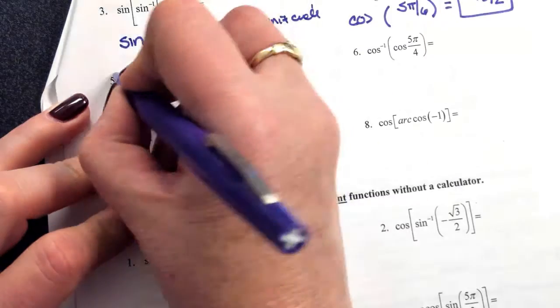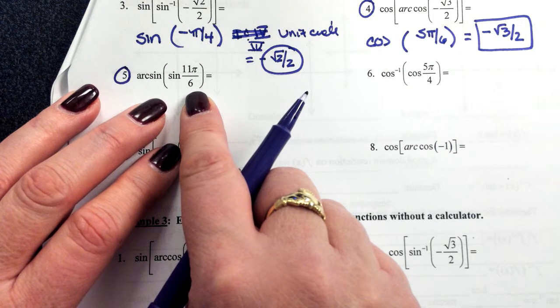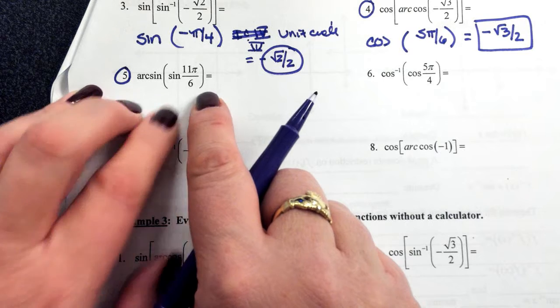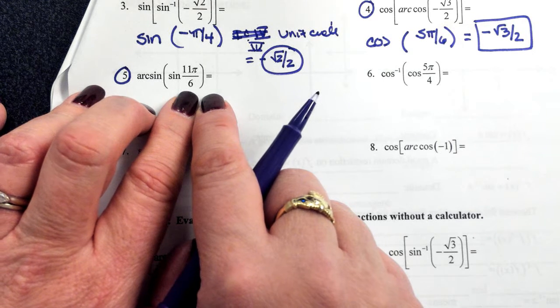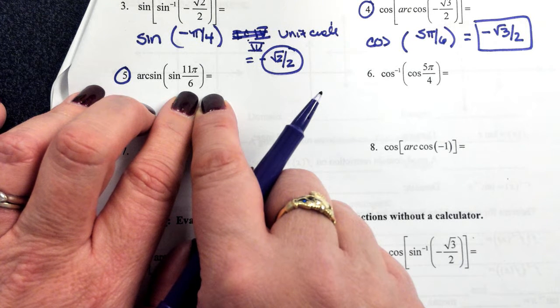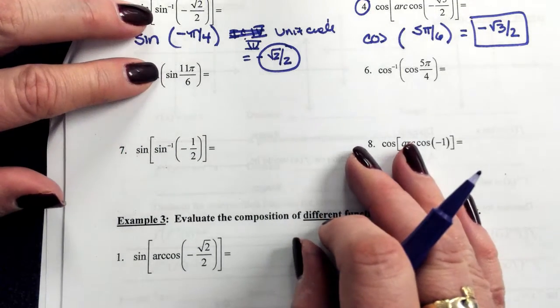We have the inverse sine of the sine of 11 pi over 6. This composition rule would not work because, remember, this angle has to fall within the restricted domain. And remember, what is the domain restriction for sine? It went from negative pi over 2 to pi over 2. 11 pi over 6 is not between those two angles. So this is where you just got to work it inside out.